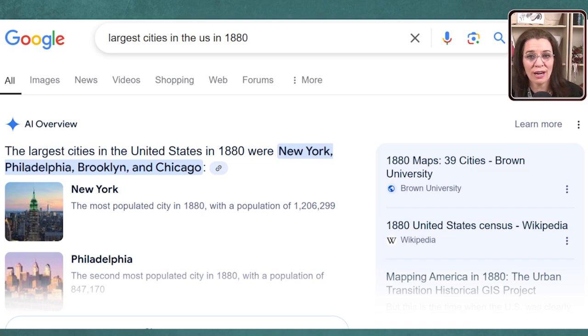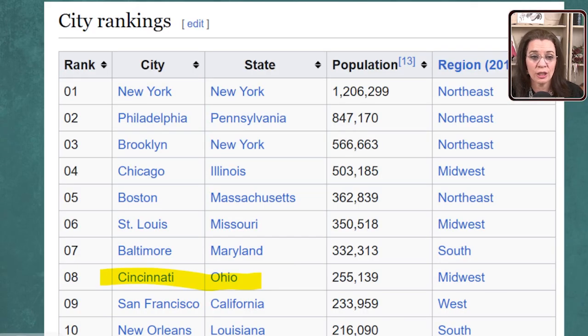Next, I can do a browser search that asks what were the largest cities in 1880, and you can get some examples. Like I said, AI is built into the search engine, and if you click on these little links, it will often take you to a web page, and then you get this information. And notice Cincinnati is the 8th largest city in the country. It is the largest city in Ohio at that time as well.